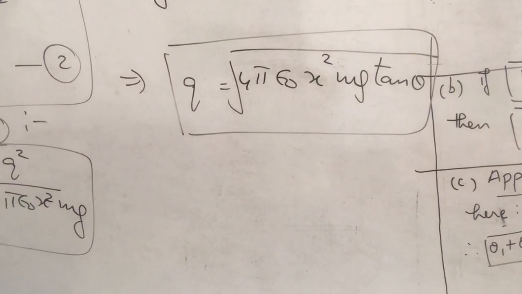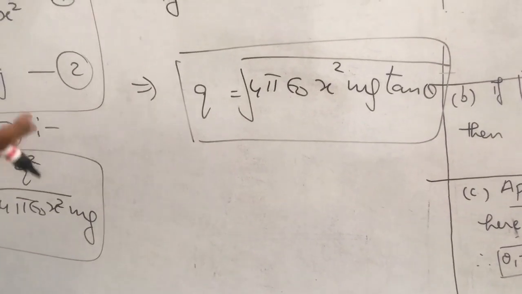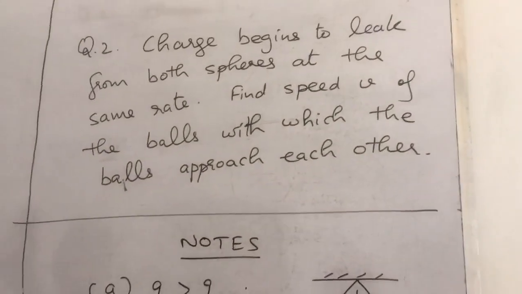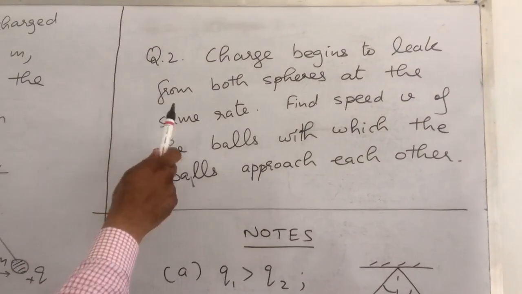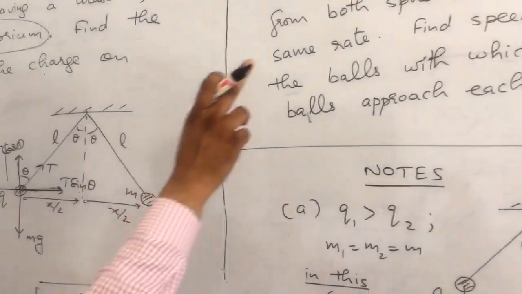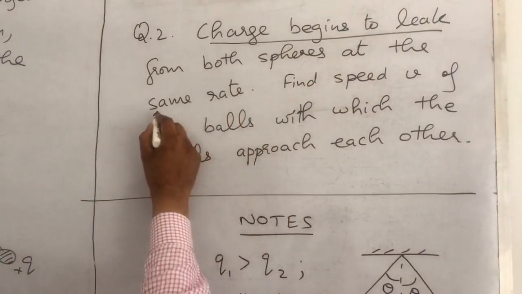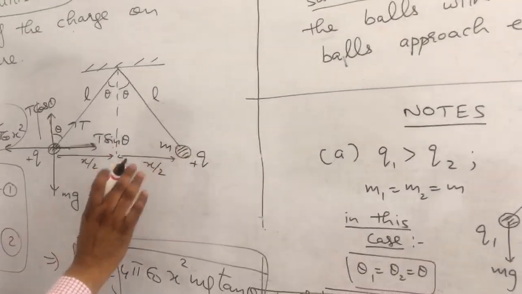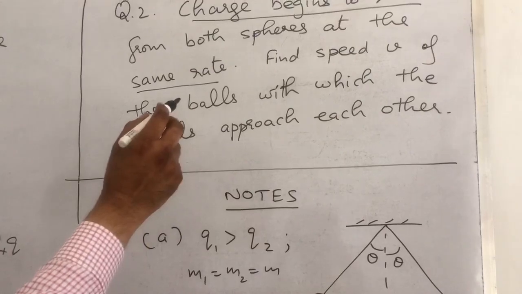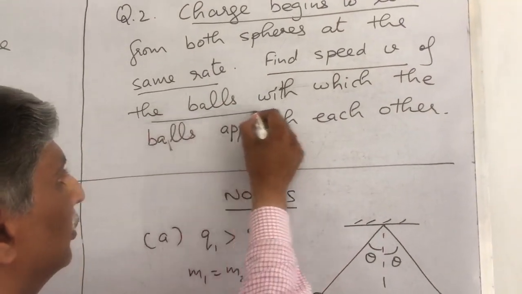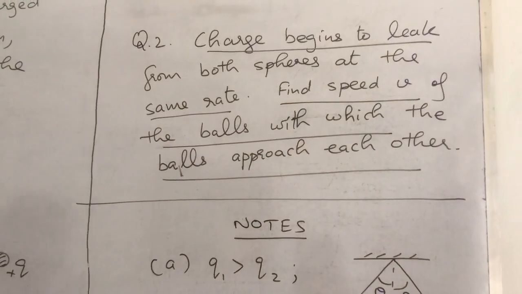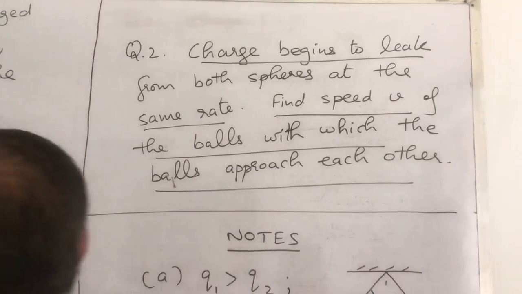This is one of the problems. This should be the beginning of the second problem. Let me show the second problem. Same type of detail is given. Then it's asked, charge q begins to leak from both spheres at the same rate. It means dq by dt on both the spheres is the same. Find the speed with which the balls approach each other. This is the second question.